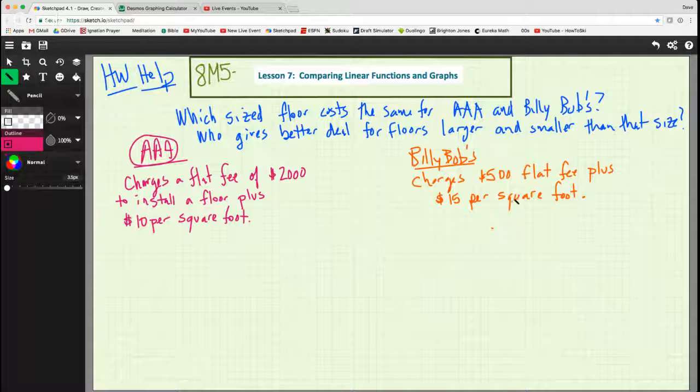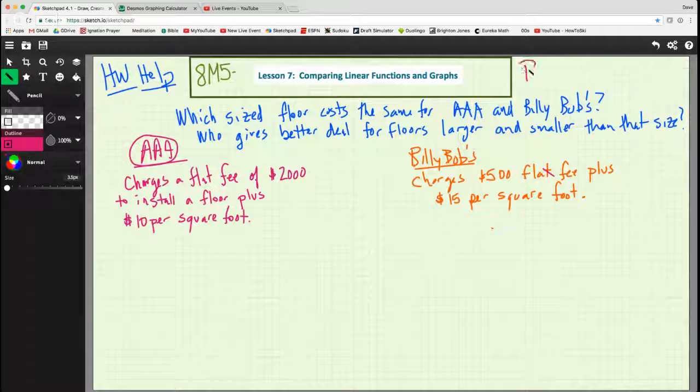So the question is, when do they charge the same amount? For what size floor do they charge the same amount? And then who gives a better deal for floors that are smaller than that amount? And who gives the better deal for floors that are larger than that amount? So what you're going to do is write two equations, solve them, and where they meet, or where the solution is for that set of simultaneous equations, that's going to be the size floor that is the same price. Okay, so let's go ahead and do that.